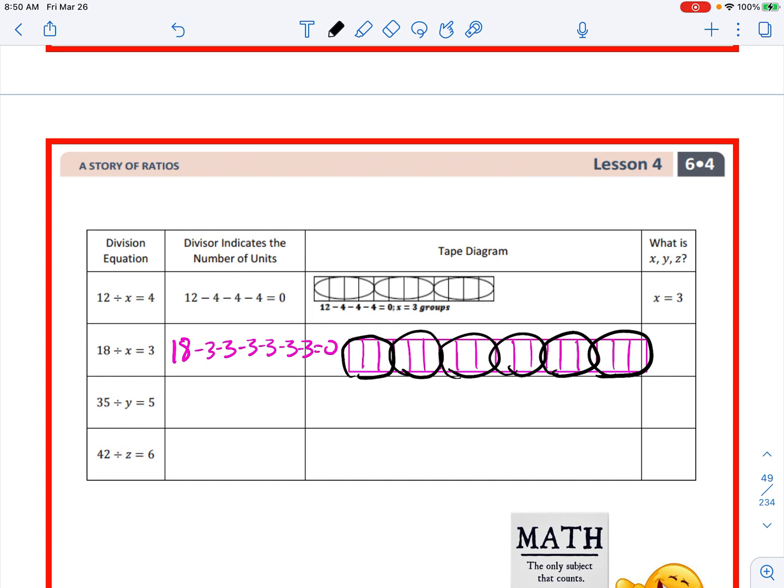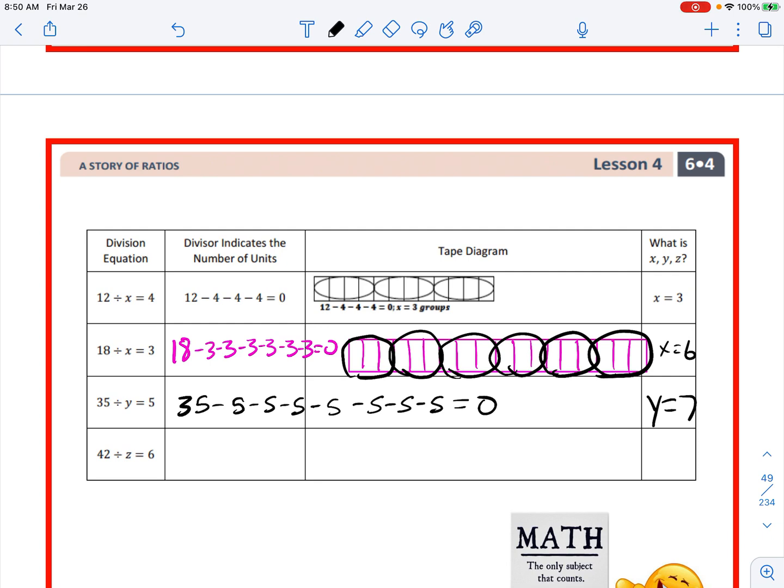Now, we have 35 divided by y equals 5. We need to figure out what y is. Well, y equals 7, so that means we need to take away 5 from 35 7 times. So this is going to be 35 minus 5 minus 5 minus 5 minus 5 minus 5 minus 5 minus 5. This is going to equal 0.